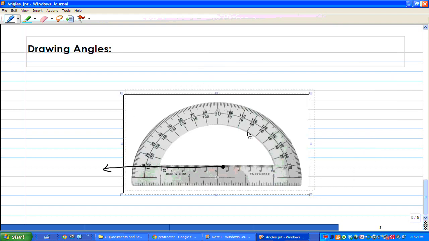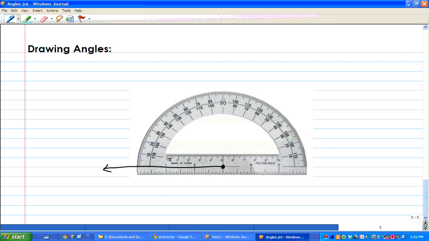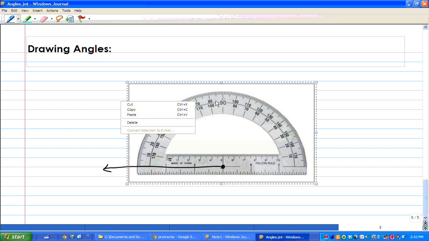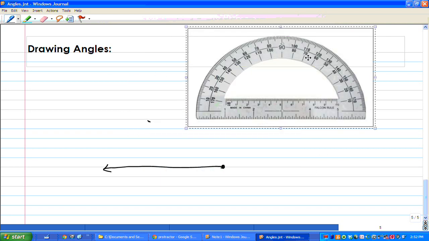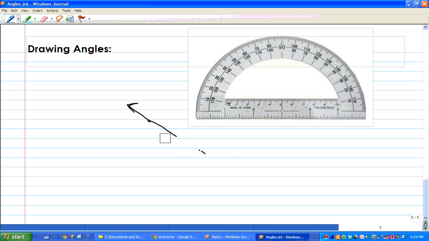And I'm going to line up that spot in the crosshairs again. Now I'm going to the left, so this time I'm going to use the outside scale because I always start counting with 0. And then I go up 10, 20, 35. I make a mark. I'll move my protractor out of the way. Connect my dots. Like that. And there's a 35-degree angle. Now you would use the straight edge, but I can't with this.